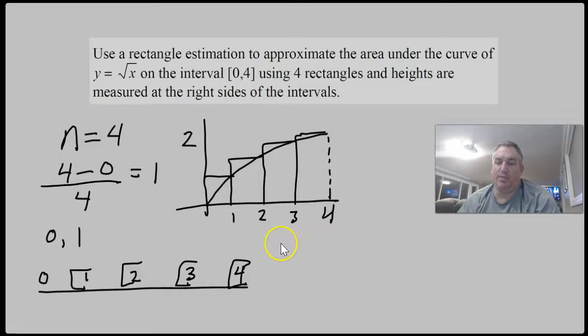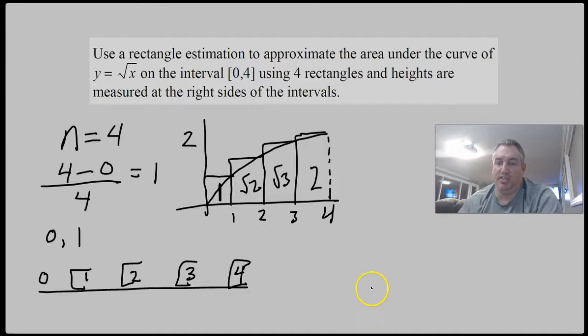Notice that each one of them is a width of 1, but they do have different heights. Okay, and their heights are based on the square root. So this first one here, we're going to have the square root of 4, which is 2. This will be the square root of 3. This will be the square root of 2. And this will be the square root of 1, which is just 1. So we have the heights.